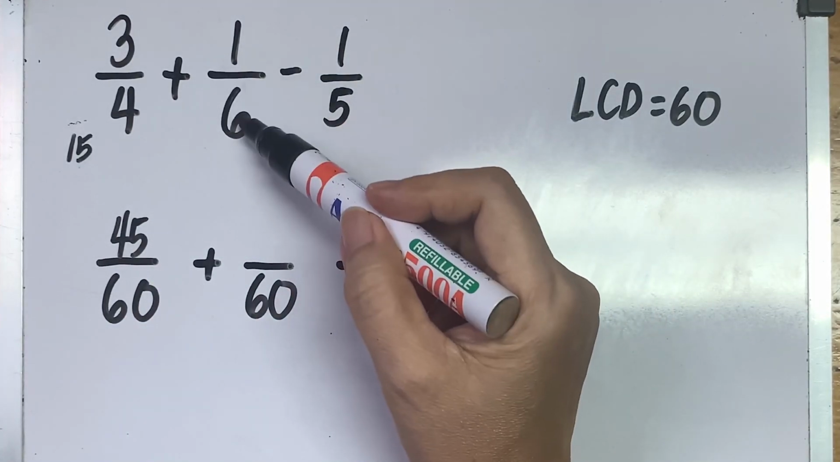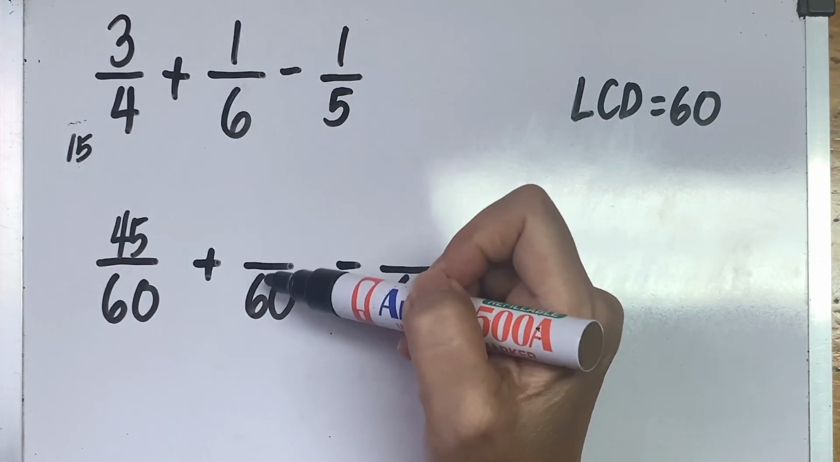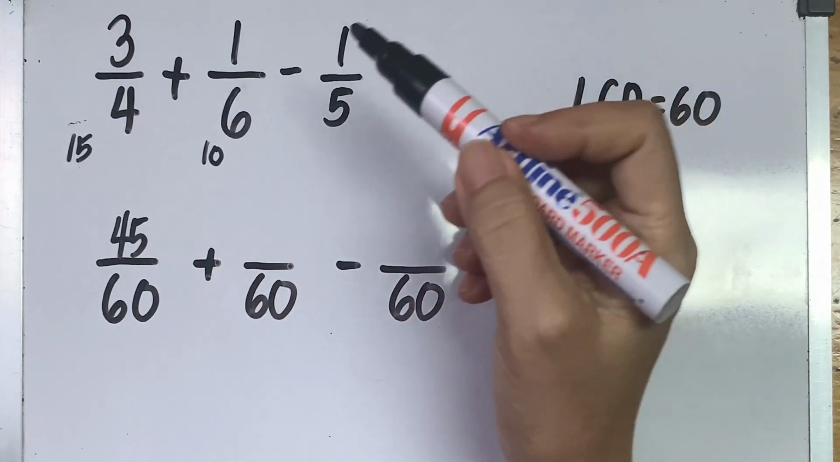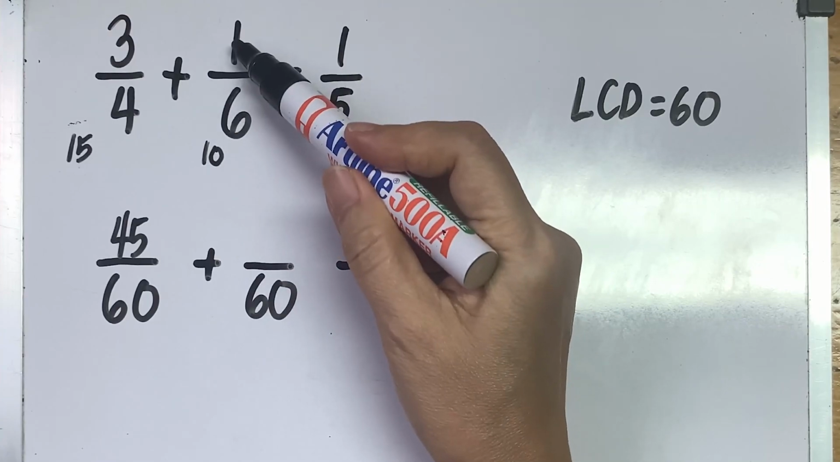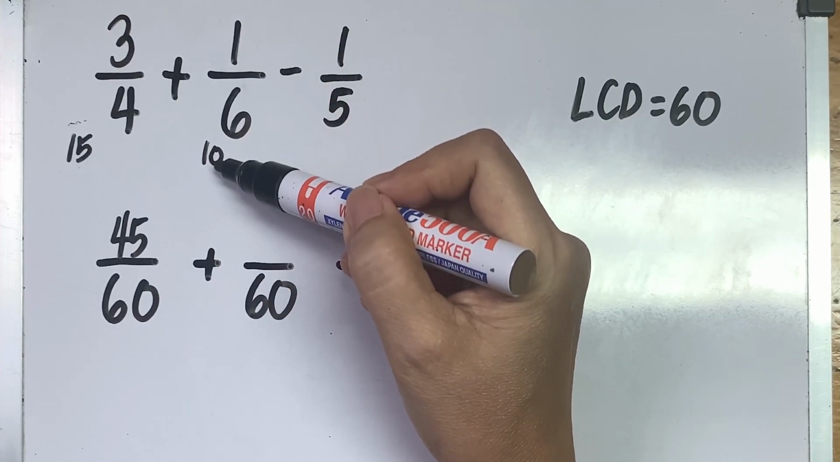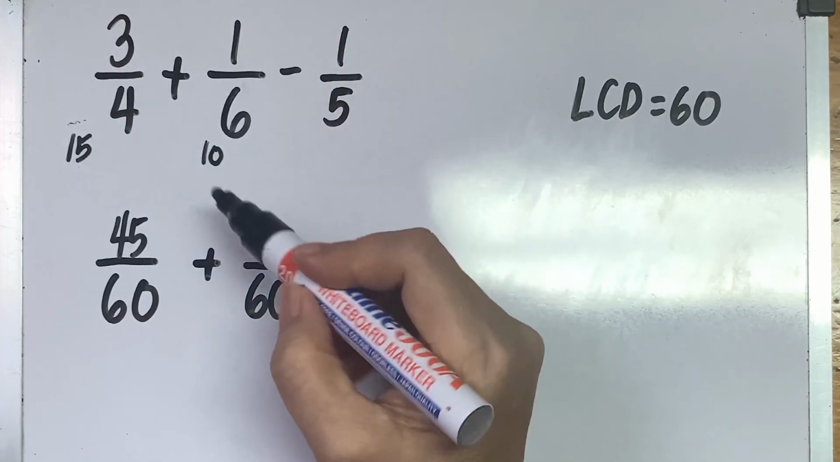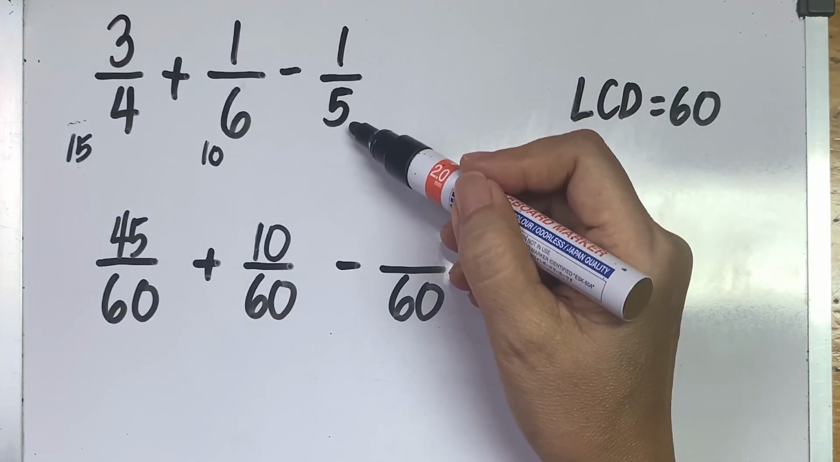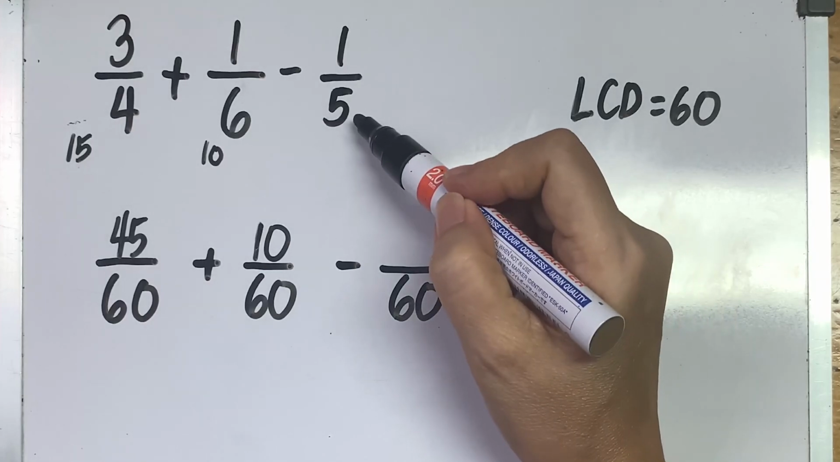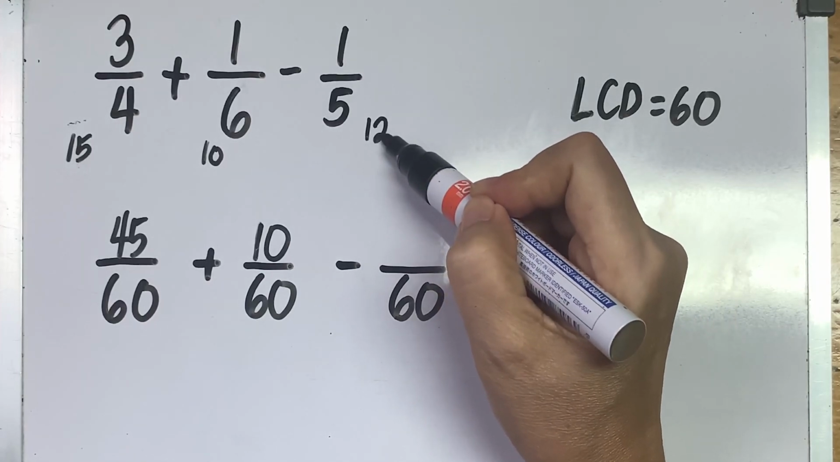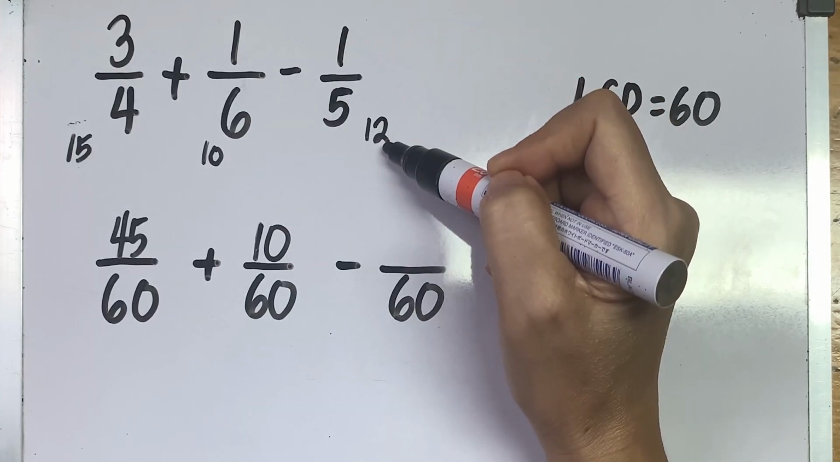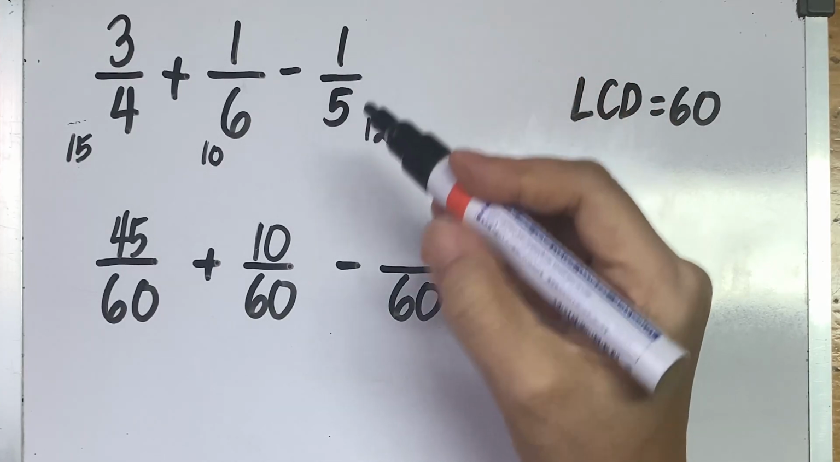Next, for 1 over 6 to have a denominator of 60, we multiply 6 by 10. Likewise, we multiply the numerator by this number as well. So 1 times 10 is 10. For it to have a denominator of 60, we multiply 5 by 12. Likewise, we multiply the numerator by this same number. So 1 times 12 is 12.